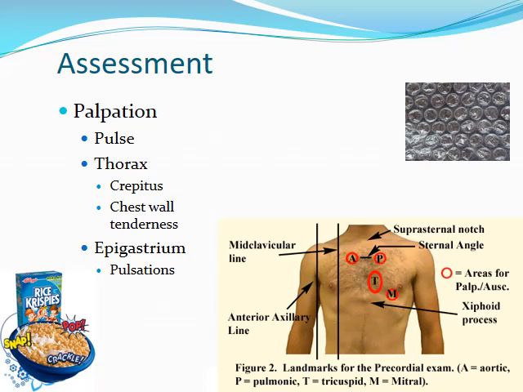Palpation. Of course, we're going to palpate for pulses: radial pulses, carotid pulses, pedal pulses, or posterior tibial pulses. We can also palpate the rib cages to rule out any musculoskeletal causes of chest pain.